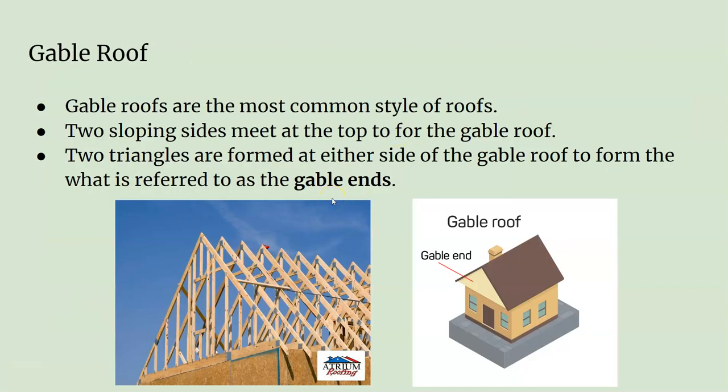The gable end is the most common because it's the easiest to make. There's pretty much just two triangles at the end, and those are your gable ends, and that's what pretty much makes your roof.